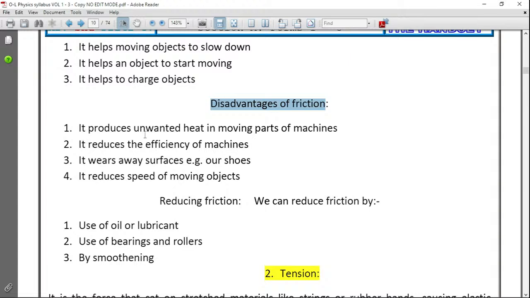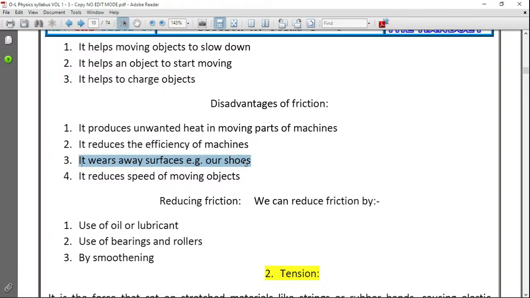Friction produces unwanted heat in moving parts of machines, and this heat has been the cause of fires and other things in the electrical and other industries. Friction also reduces the efficiency of machines, because not all the power that is supplied is used. Some is wasted due to friction.